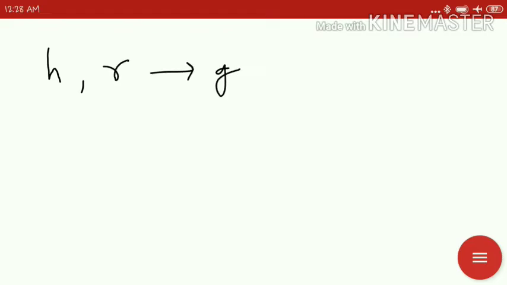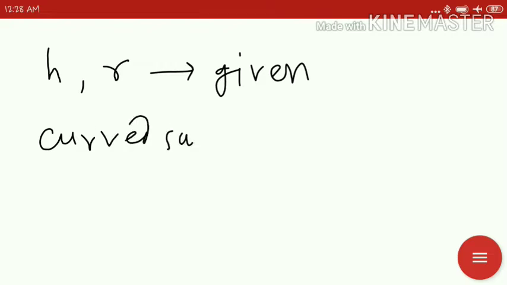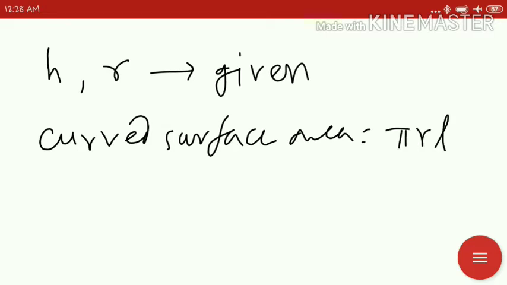Those are given, and you need to find out the curved surface area. As you know, the formula of curved surface area is pi r l, but you will see that l is not given here. So we need to find out l, but I have already told you that l is the hypotenuse of the right angle triangle by which revolving, the conical shape is formed.